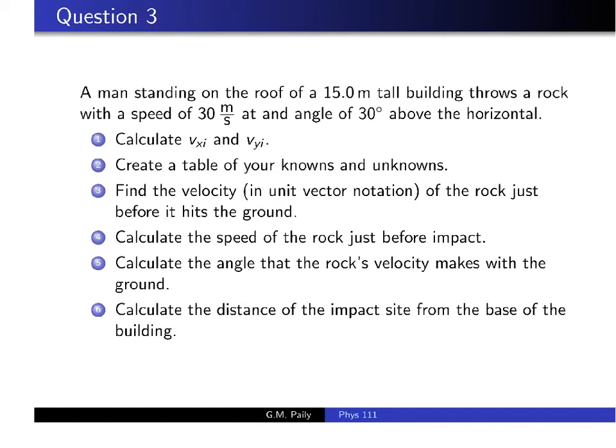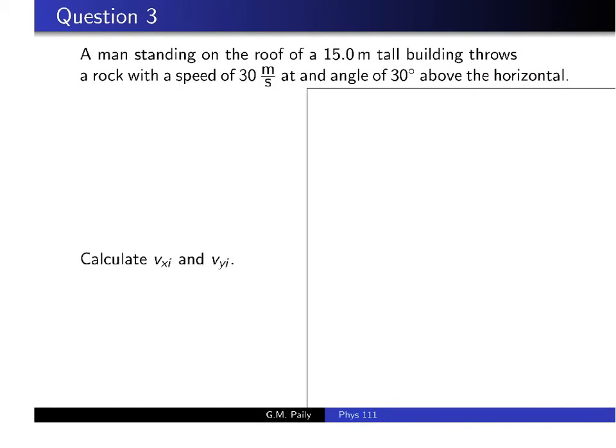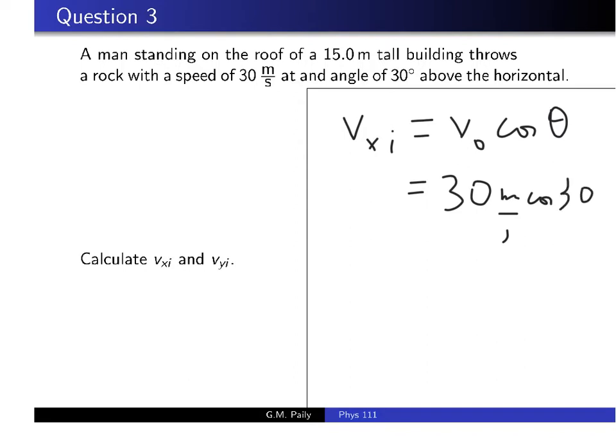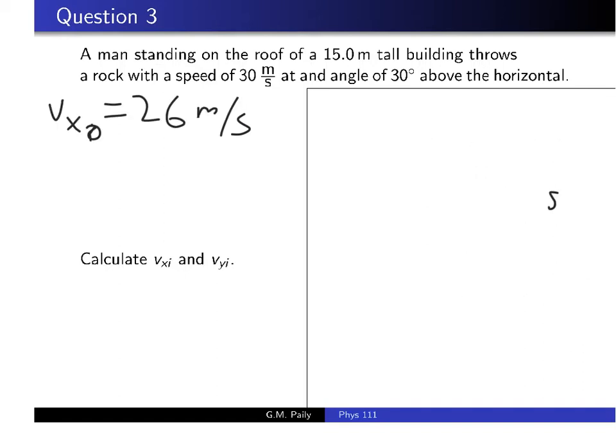First, let us calculate Vx initial and Vy initial. Well, we know that Vx initial is equal to V naught cosine theta, and so that becomes simply 30 meters per second cosine 30 degrees, which is 26 meters per second. Similarly, we can go ahead and calculate Vy initial, and we find that Vy naught is 15 meters per second. We note these values for the future.